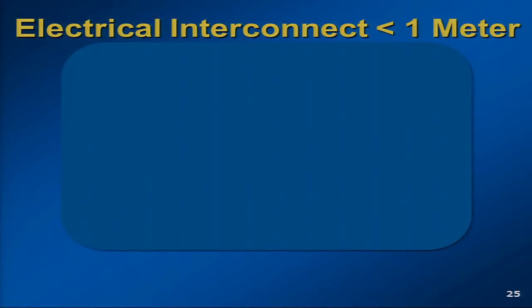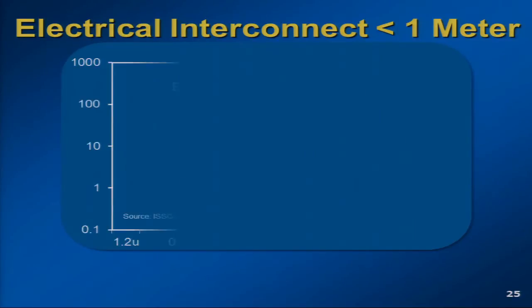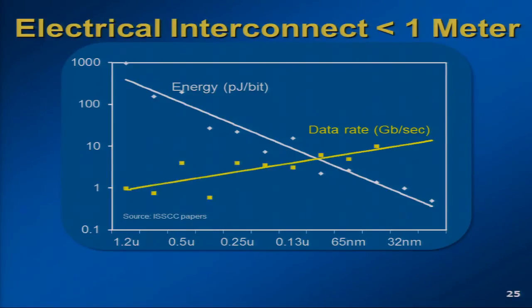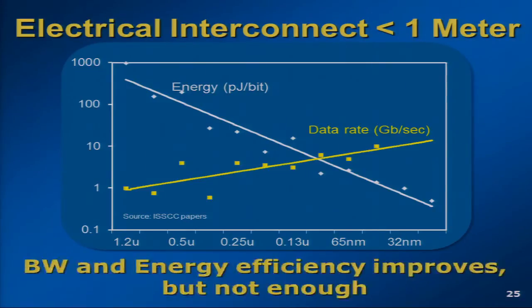Let's go beyond the chip. Electrical interconnects: how do I connect these chips together? Less than a meter. If I look at the last several years of ISSCC papers, this is the energy per bit on the y-axis and the data rate in gigabit per second. Energy per bit has been going down. So today, less than a meter, I have pretty much a sub-picojoule per bit energy. If I look at the bandwidth, it's also increasing. Unfortunately, the bandwidth and the energy are improving, but not enough for what we need.